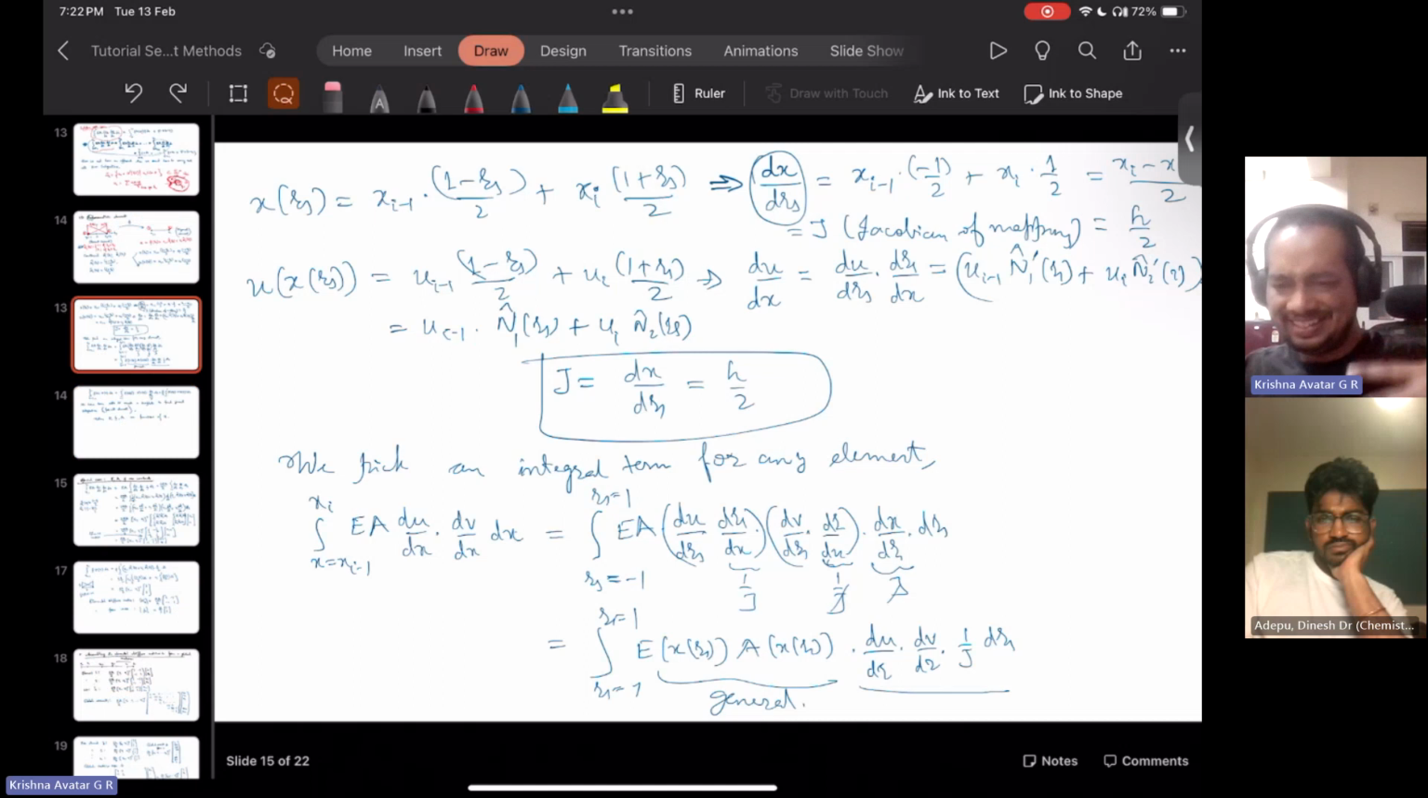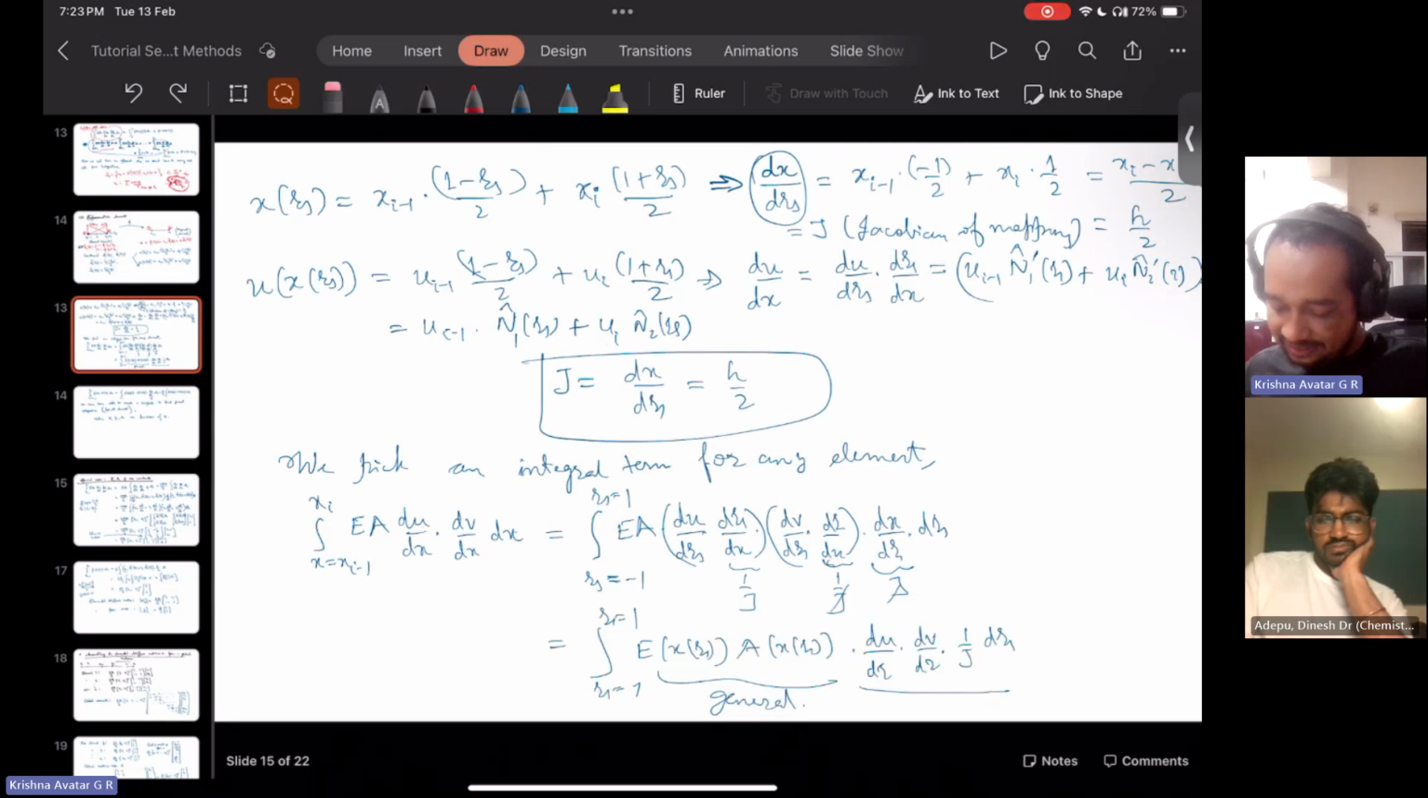I think these are very nitty-gritty details. We don't need to do this in any software. These are routine tasks which are carried out by the software. We don't have to do them, but we should know what's going on here. So I have done a little bit of algebra, and we will see that we are mapping the integral from x_{i-1} to x_i onto ξ equal to -1 to ξ equal to 1 using a change of coordinates, and we are able to determine this.